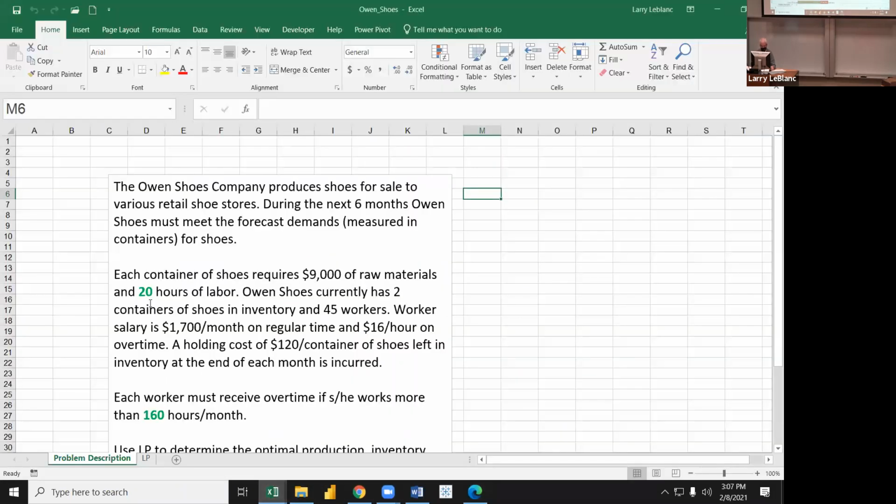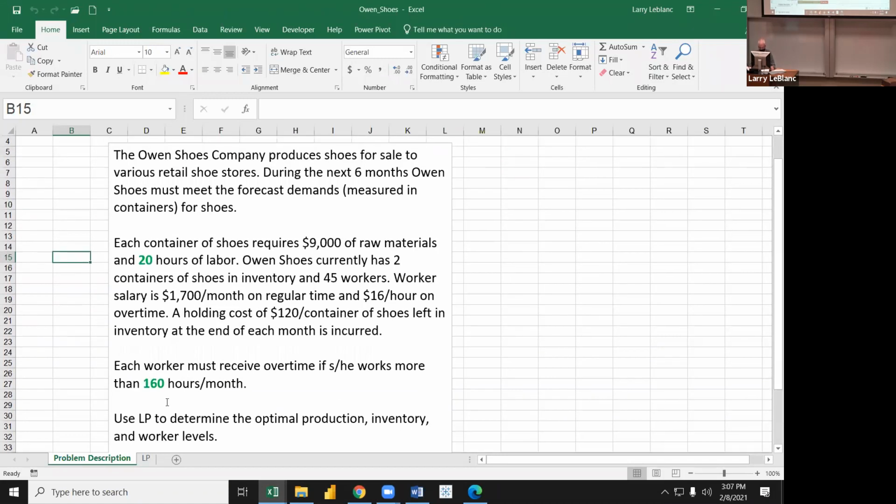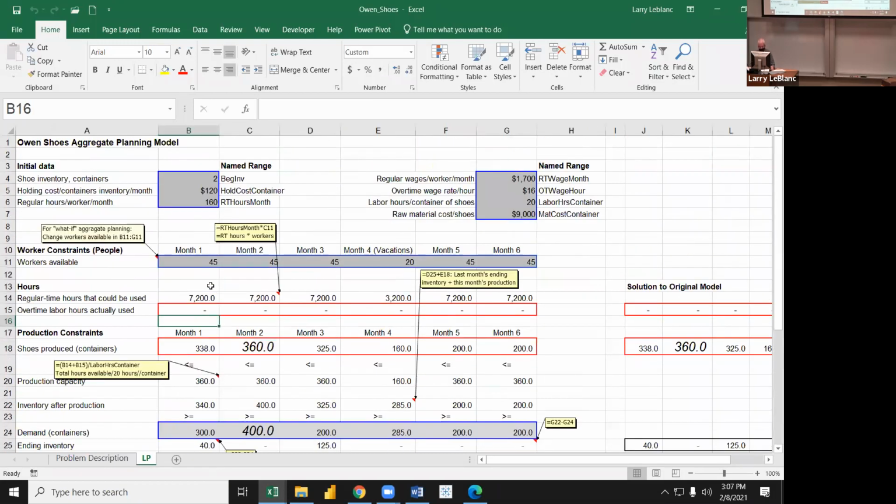Let's look at Owen's shoes. The first sheet repeats the class pack. So let's go to the second sheet.